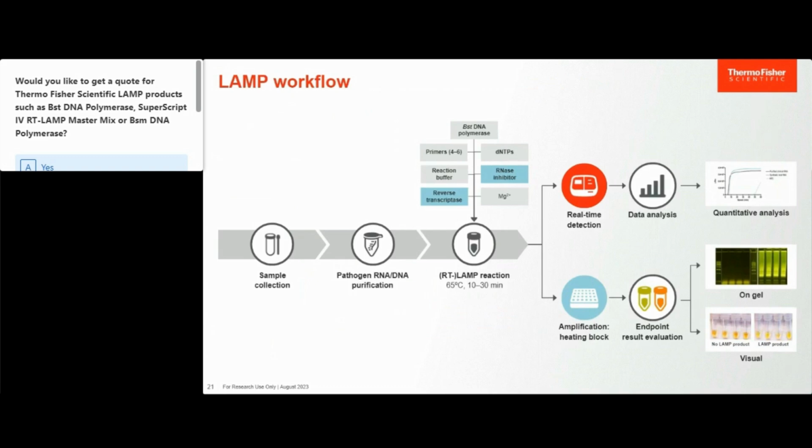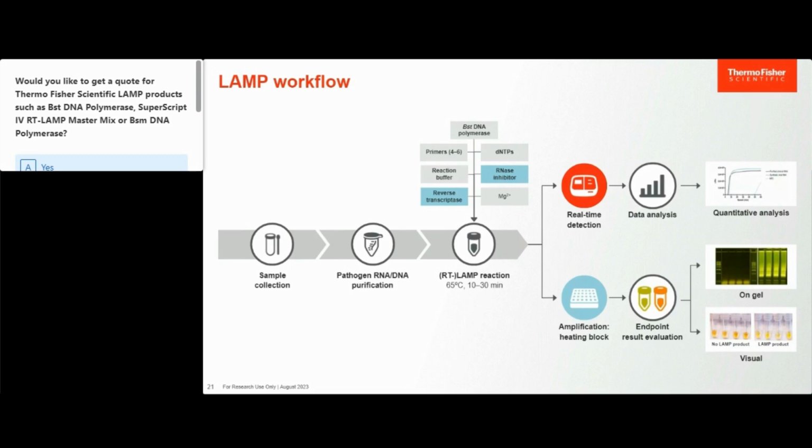Since we discussed the principle of the LAMP method, its advantages, and what to consider in the LAMP reaction, here I want to show you the main LAMP or RT-LAMP workflow that is used for pathogen detection. The first step is sample collection, usually swabs, blood, or other types of samples. Then, pathogen RNA or DNA should be purified and can be added to the RT-LAMP or LAMP reaction.